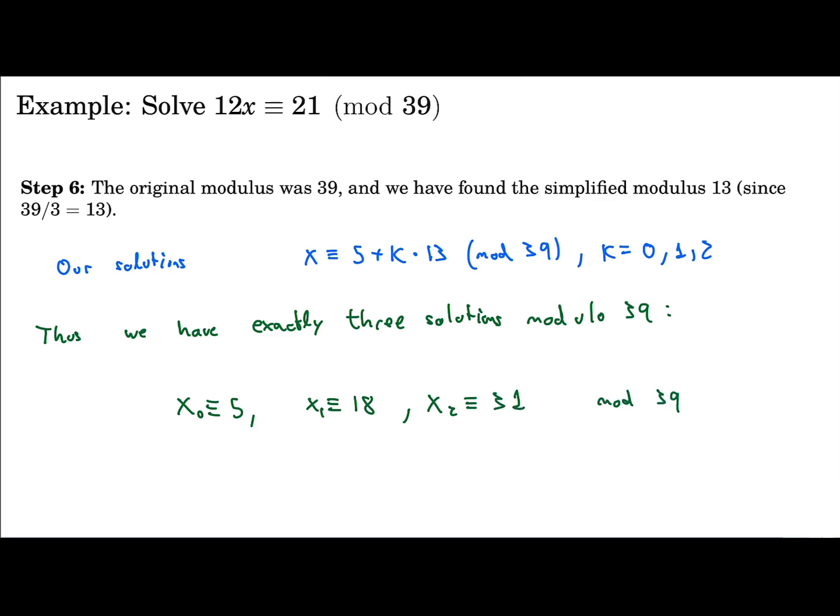And of course, if you go and check, and one should, if you take 5 times 12 and divide by 39, you'll get a remainder of 21. If you do 18 times 12 and divide by 39, you'll get a remainder of 21. And if you do 31 times 12 and divide by 39, you'll get a remainder of 21.